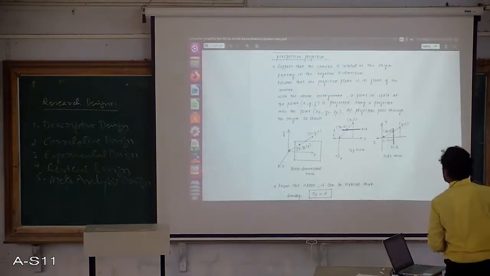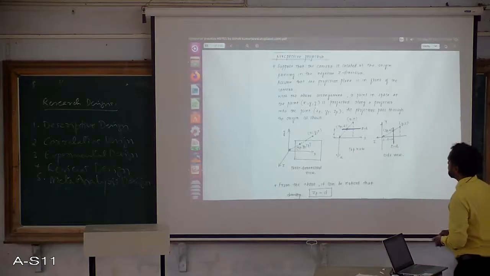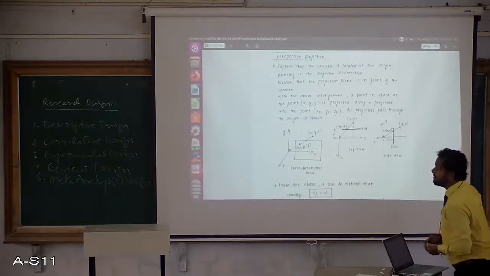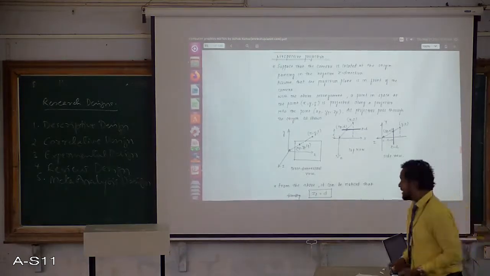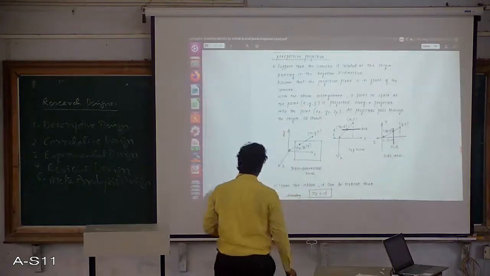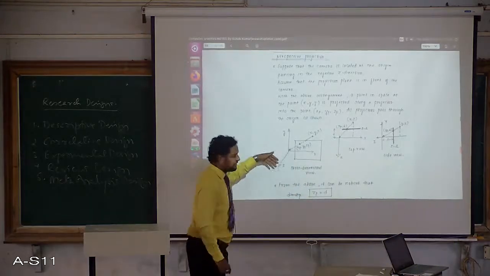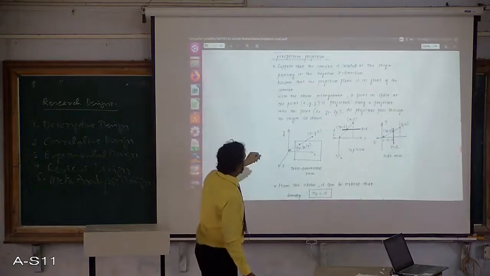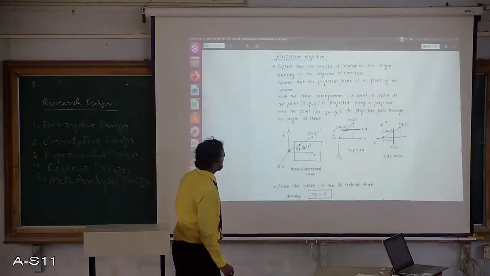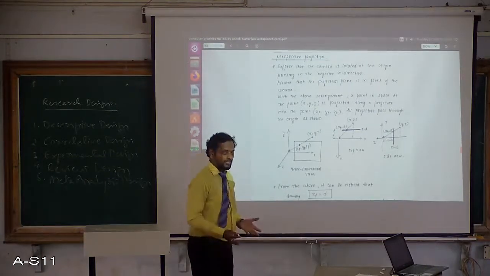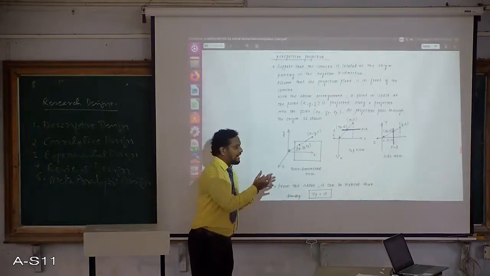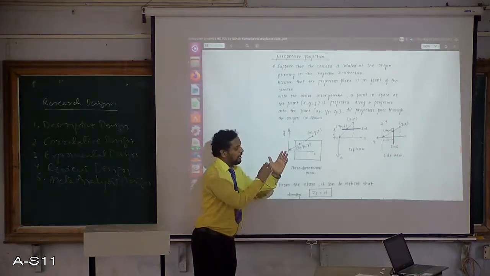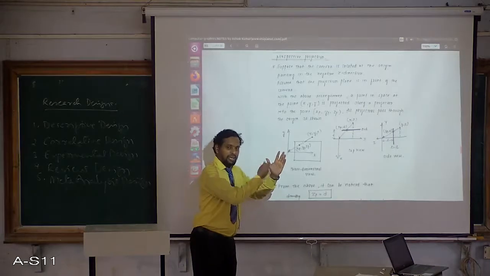is at origin 0, it is pointing in the negative z direction, and assume that the projection plane is in front of the camera. Obviously, I should have a camera and there has to be a projection plane. On top of that, I get my object.